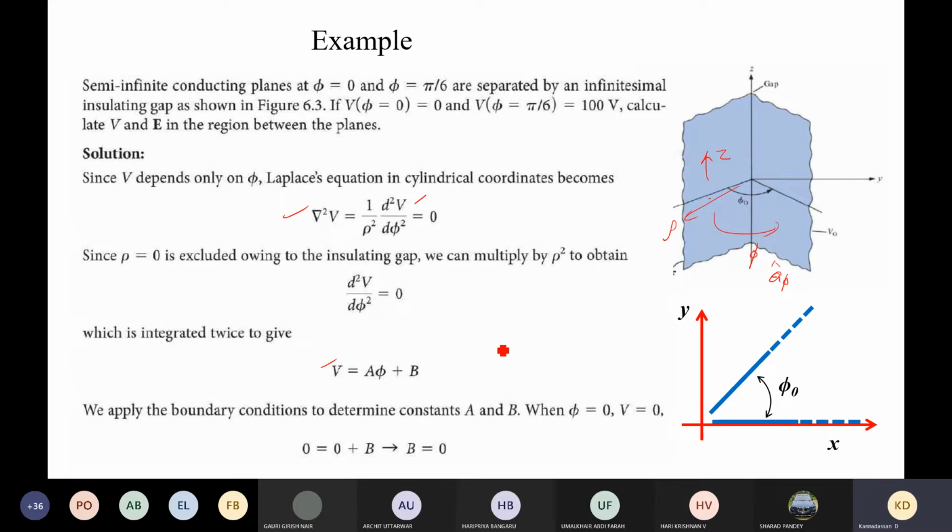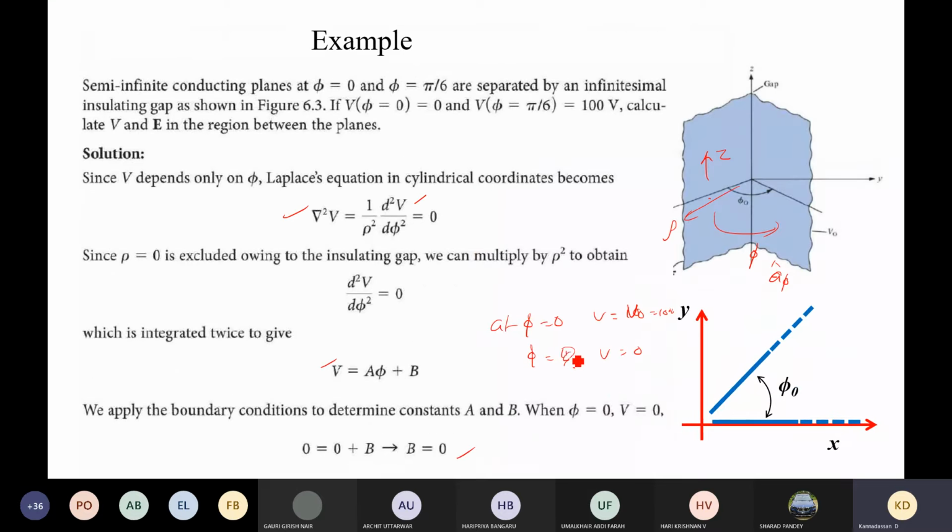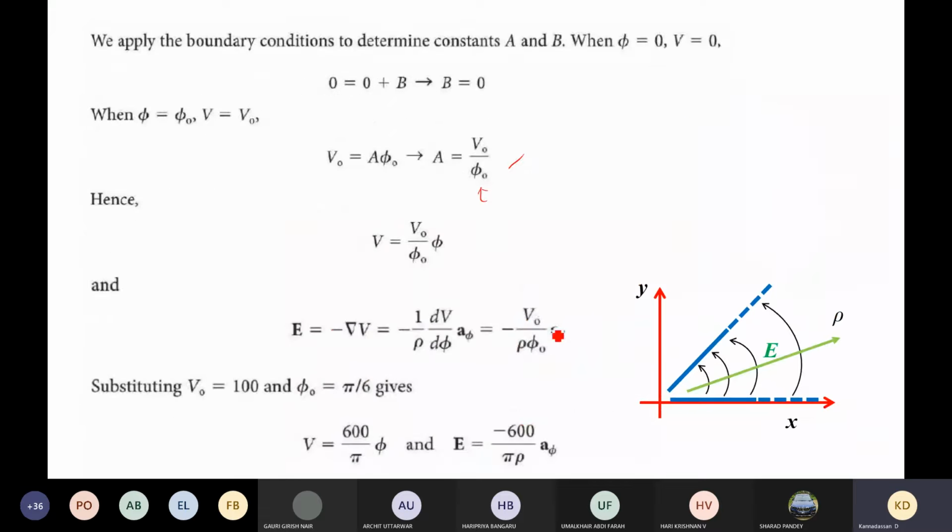So for that, we have to apply this at phi equal to 0 and at phi equal to pi by 6. What about the V value? First we will assume V naught, then later we can substitute this equal to 100 volt. So you can get the value B equal to 0, and here A becomes this. And this phi naught, actually, is not substituted as pi by 6, it is given as phi naught itself, so that later we can vary this value.